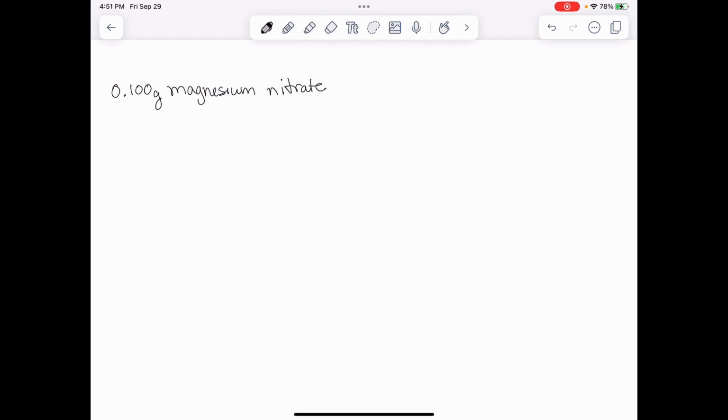The question is, I've got 0.1 grams of magnesium nitrate. Calculate the mass in grams of each element. All right, again, very similar, but this is a different compound. The technique is going to be the same, but you do your compound. First thing you have to do is use your nomenclature to figure out what the formula is for your compound.